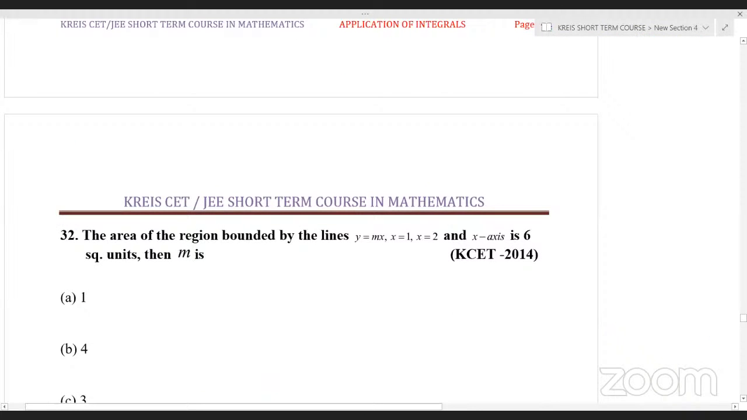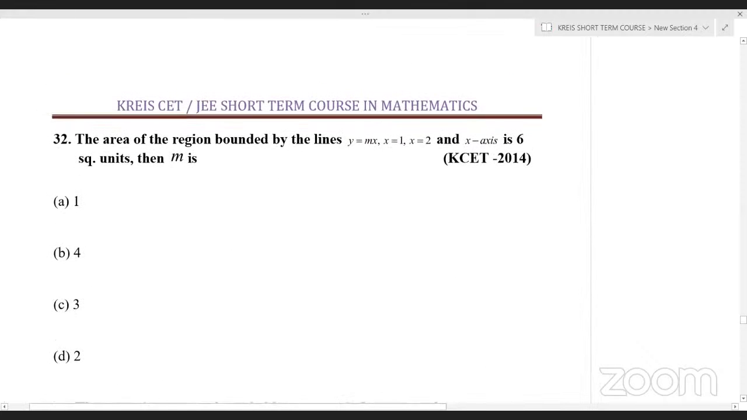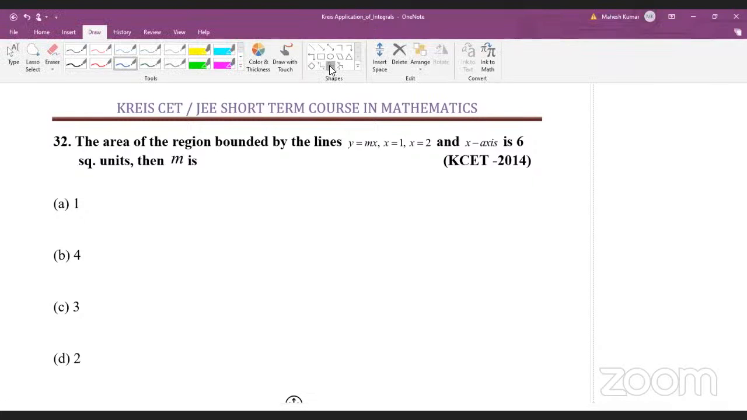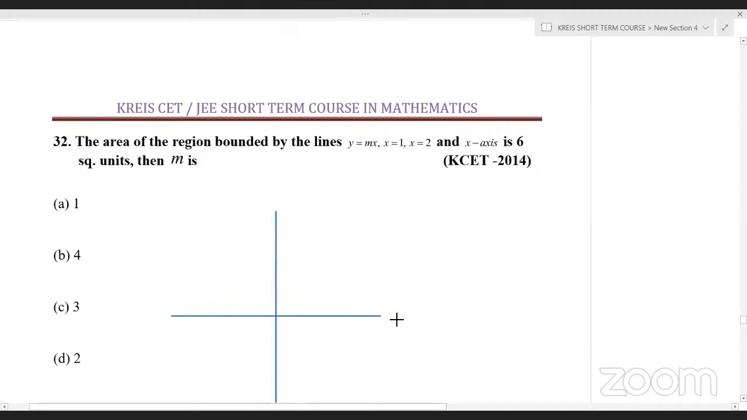Question number 32. It is a question from the 2014 question paper. The area of the region bounded by the lines y equal to mx, x is equal to 1 and x is equal to 2, and the x-axis is 6 square units. What is going to be the required area? So the area of the region bounded by the curve y is equal to mx. Y is equal to mx is going to be a line that passes through the origin.